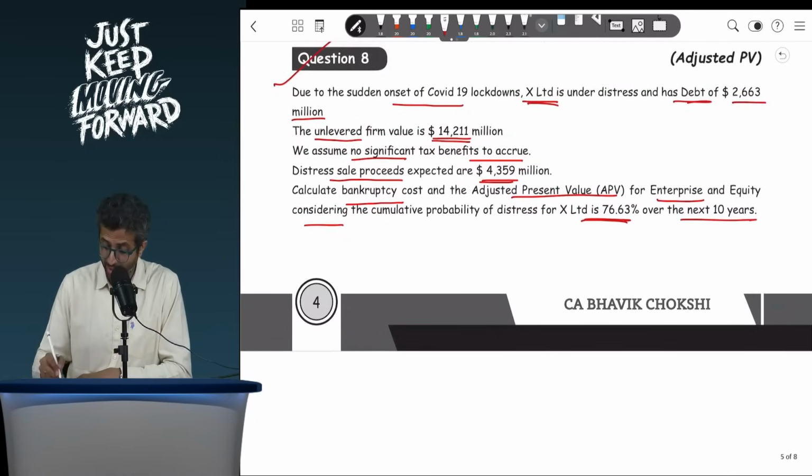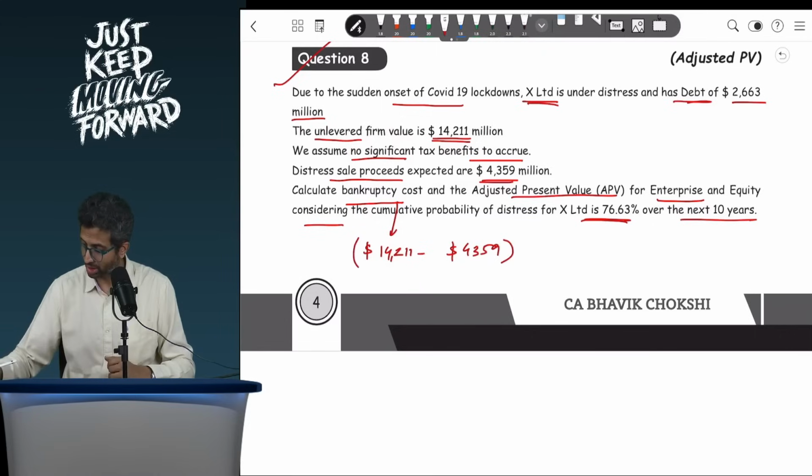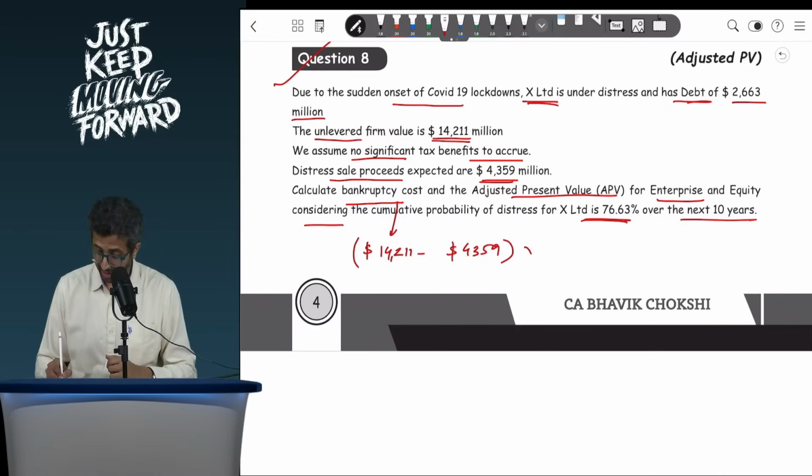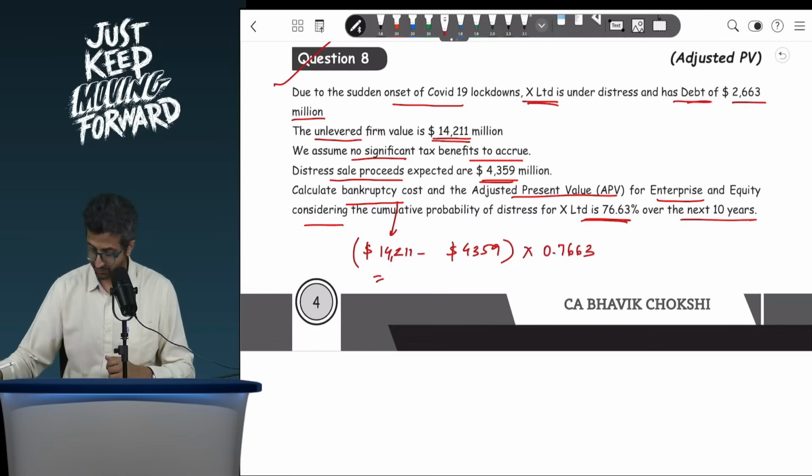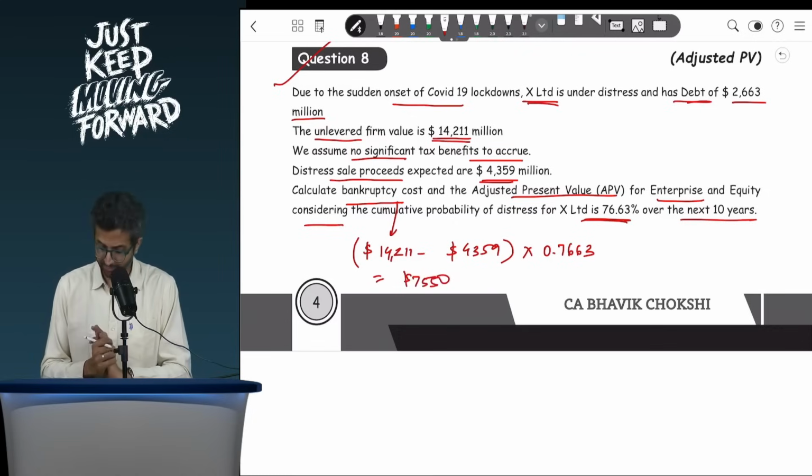So if I want to find the expected bankruptcy cost, it will be calculated as, let us say, 14,211 minus 4359. So this is your total, 9852, but into the probability of distress, 0.7663. So if we do this working, 14,211 minus 4359 into 0.7663, that comes to approximately 7550. Maybe there is some rounding difference, but 7550.